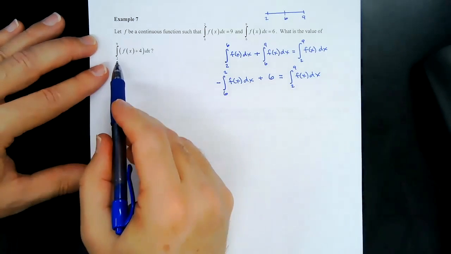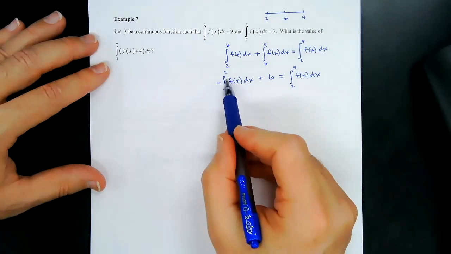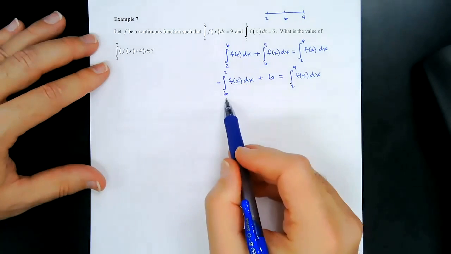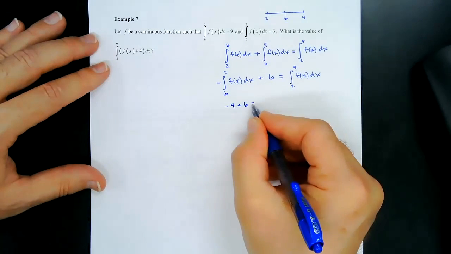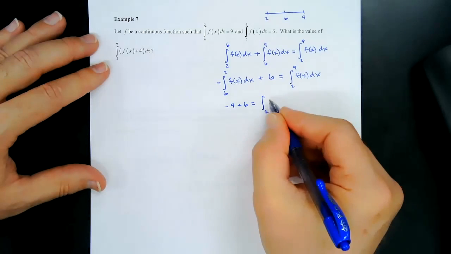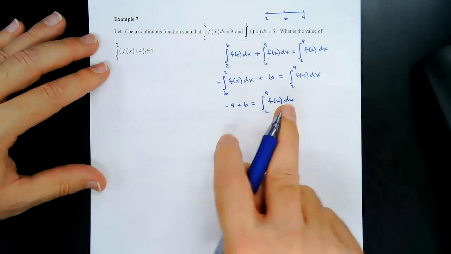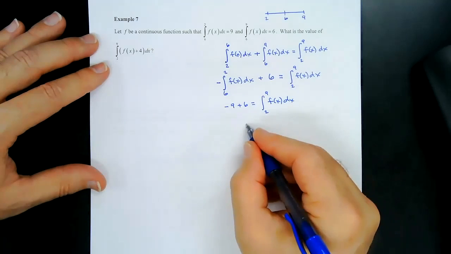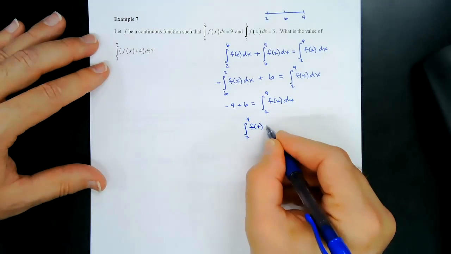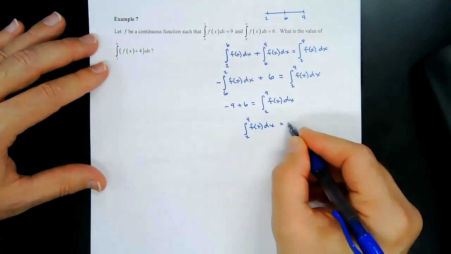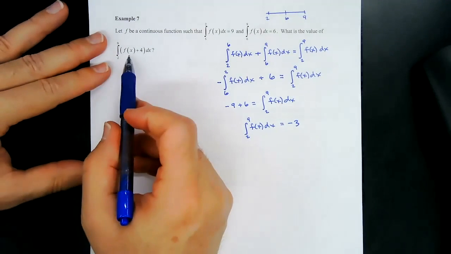Because I'm trying to get over here to this 2 to 9, right? I want an integral from 2 to 9. Now, I know 6 to 2, right? That's 9. The integral from 6 to 2 is 9. So that makes this one negative 9 plus 6 is equal to the integral from 2 to 9 of f of x dx. And if you want to switch sides with this, that'd be okay. All right. So now this is telling me the integral from 2 to 9 of f of x dx would have to equal negative 3. Okay, so now we got to figure this one out, right?